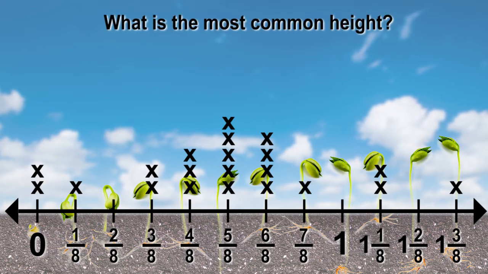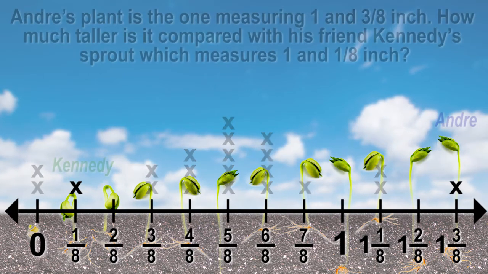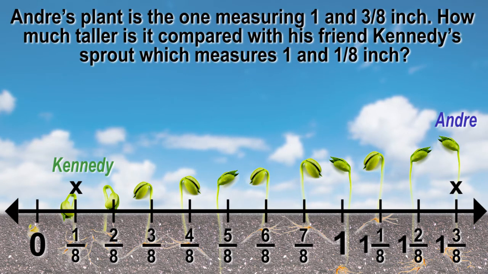What is the most common height? The most common height is 5/8 of an inch because it has the most number of x's, or the most data points recorded. There are 5 plants that measured 5/8 of an inch. Andre's plant is the one measuring 1 3/8 inch. How much taller is it compared with his friend Kennedy's sprout, which measures 1/8 inch?